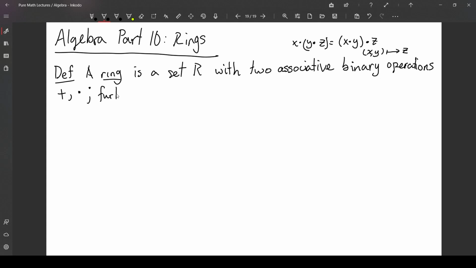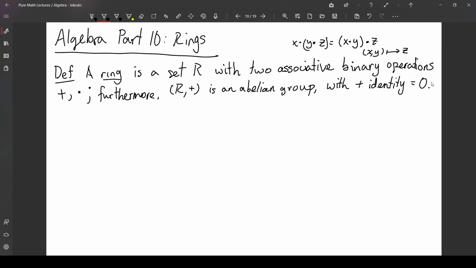Now, furthermore, of course, this isn't all. So the first thing is that if you just look at the set R with the addition, this is an abelian group or a commutative group. And the additive identity is denoted just by 0, as usual. Okay, and that's still not all.